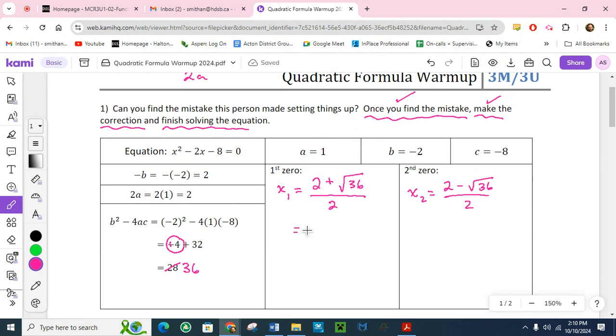All right. Do this in as many steps as you want, but the root of 36 is 6. And then when you add 2 and 6, you get 8. I got 4. How about you guys? 4 for the first one? All right. And then 2 minus 6 divided by 2. Minus 4 divided by 2. Minus 2.